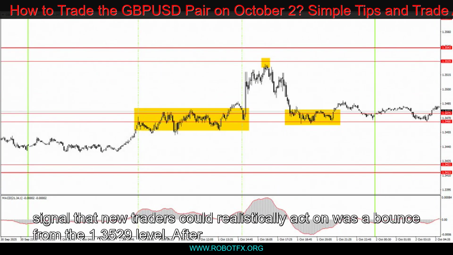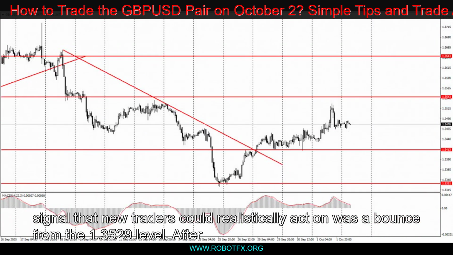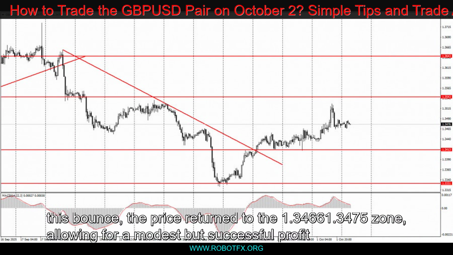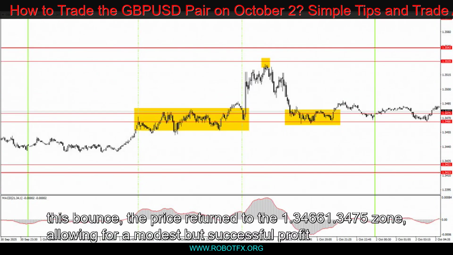The first signal the new traders could realistically act on was a bounce from the 1.3529 level. After this bounce, the price returned to the 1.3466-1.3475 zone, allowing for a modest but successful profit on the trade. How to trade on Thursday. On the hourly chart, GBPUSD has completed its previous downtrend.